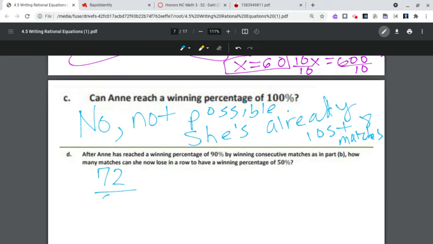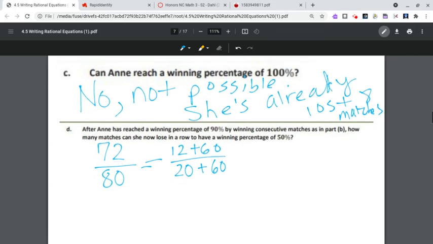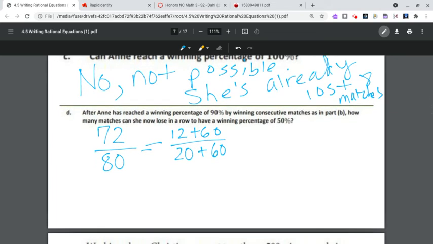72 out of 80, right? If we set that up, 72 divided by 80 gives us 0.90. Okay, and that was when all we did to get 72 out of 80 was add 12 plus 60 over 20 plus 60, because we said she had to win 60 in a row, and that gave us 72 80ths. Now the question says, how many matches can she now lose to have a winning percentage of 50%?